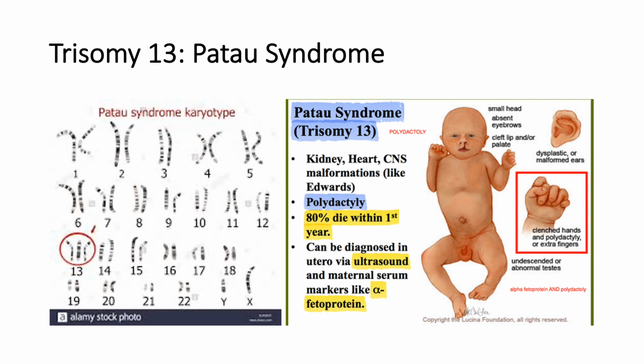Here's another example of a chromosomal abnormality, Patau syndrome, which is trisomy 13. The abnormalities are generally much more dramatic with trisomy 13. You have kidney, heart, CNS malformations. That's brain malformations, which results in brain disabilities. They tend to be out of proportion, with an underdeveloped cranium. About 80% of them don't live past the first year. And cleft palate, dysplastic or malformed ears, and polydactyly are all common in babies with trisomy 13.